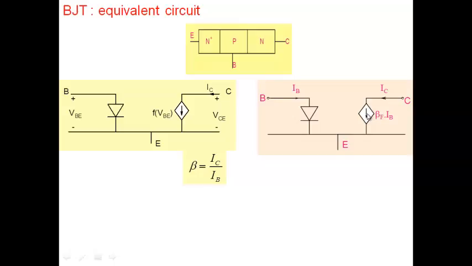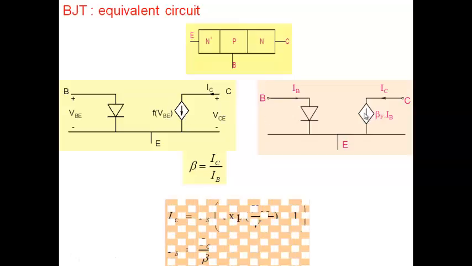So we can represent it as a current dependent current source. It depends on the current, and it flows across this terminal here. So we can also represent our bipolar transistor in forward active mode in terms of a current dependent current source. In one case we were representing it as a voltage dependent current source, and in this case as a current dependent current source.